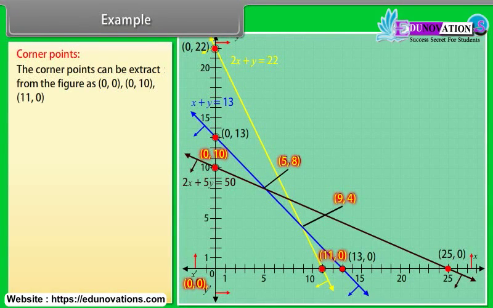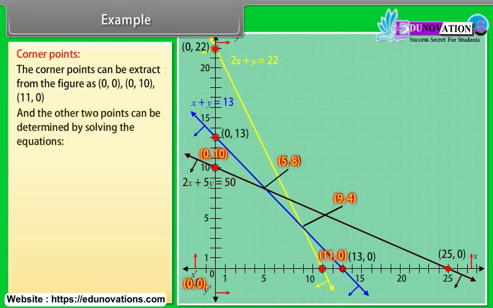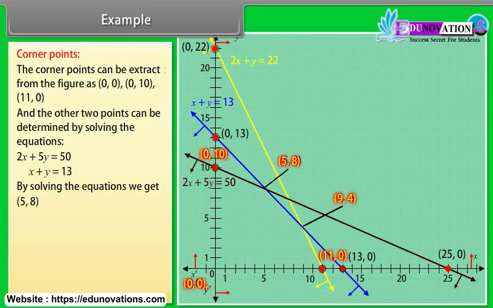The corner points can be extracted from the figure as (0, 0), (0, 10), (11, 0), and the other 2 points can be determined by solving the equations 2x + 5y = 50 and x + y = 13. By solving the equations, we get (5, 8).